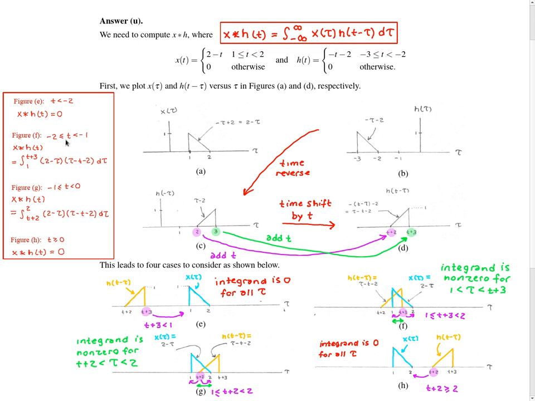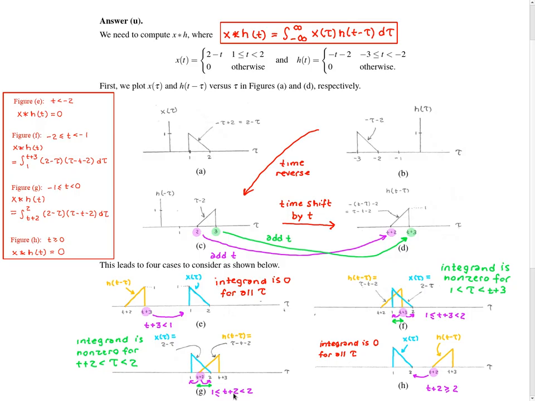So now we can move on to the next case. If I keep increasing t, what's going to happen is this orange function is going to shift further and further to the right, and eventually we're going to have a case like what's shown in figure G here, where the basic essence that's trying to be captured in this diagram is that the point t plus 2 lies somewhere between 1 and 2. In other words, this inequality here is satisfied.